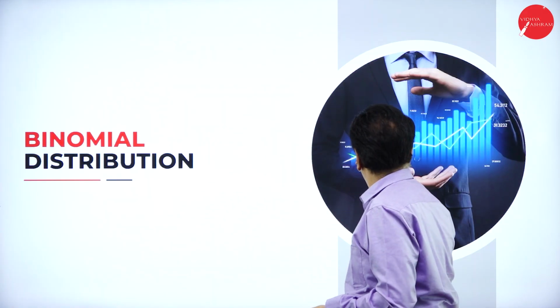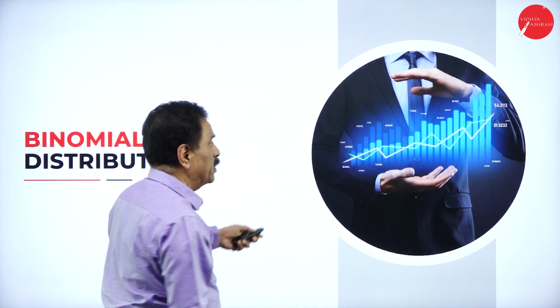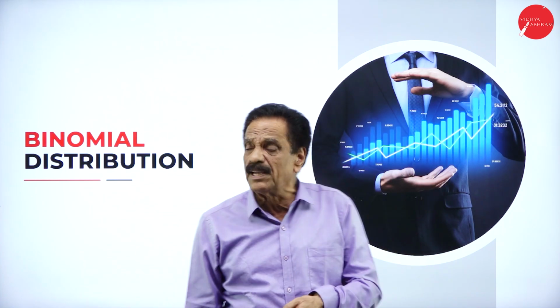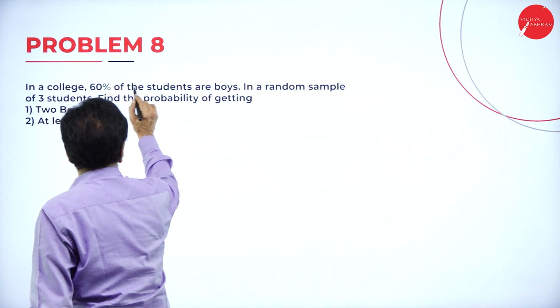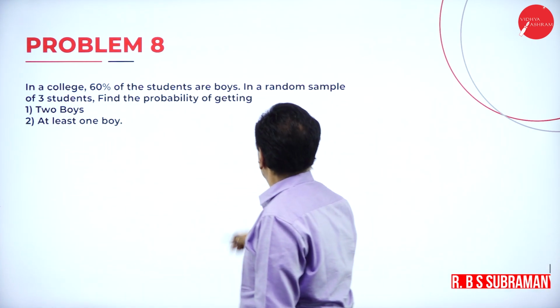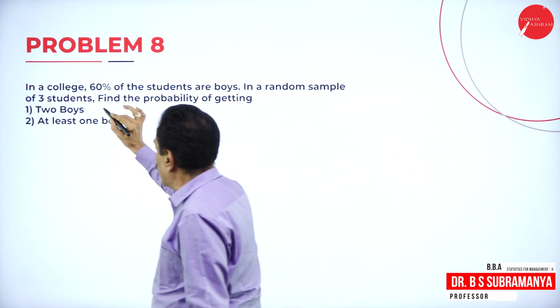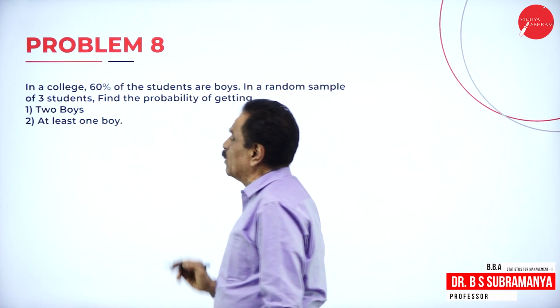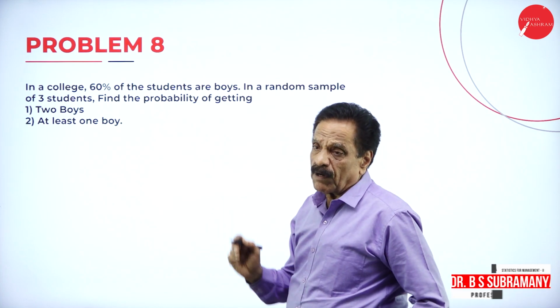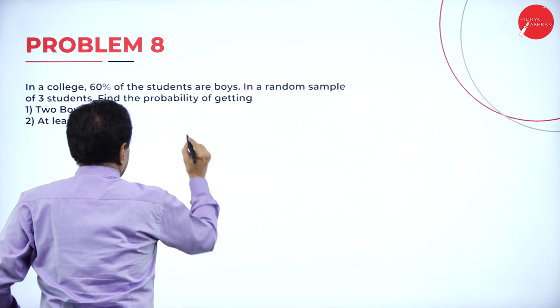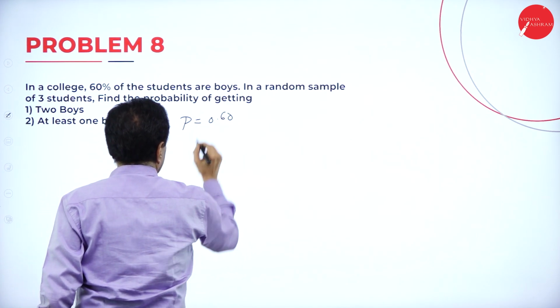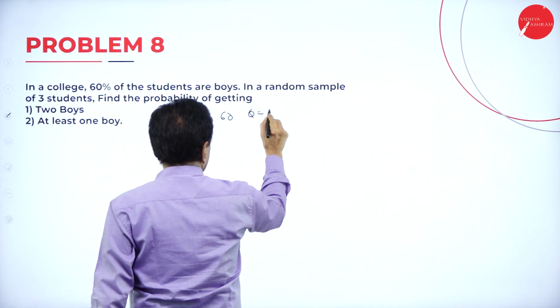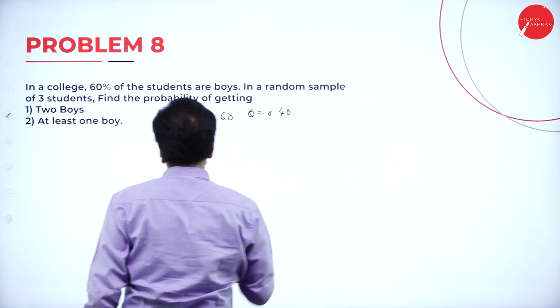Binomial distribution. Here, the distribution of the percentage is shown, and how the percentage varies. I will read out the problem now. In a college, 60% of students are boys. In a random sample of 3 students, find the probability of getting 2 boys, and at least 1 boy. In a college, 60% means P is equal to 0.60. Q is equal to 0.40. This is the basic.